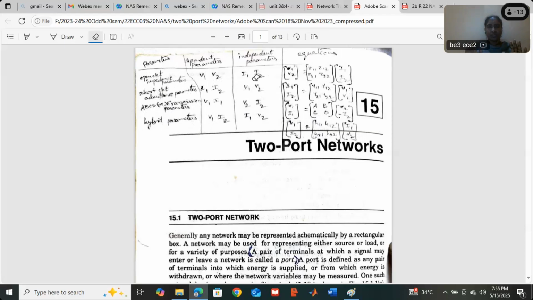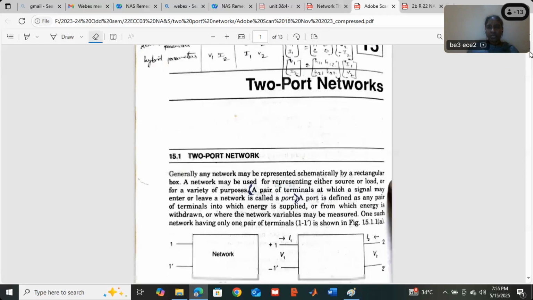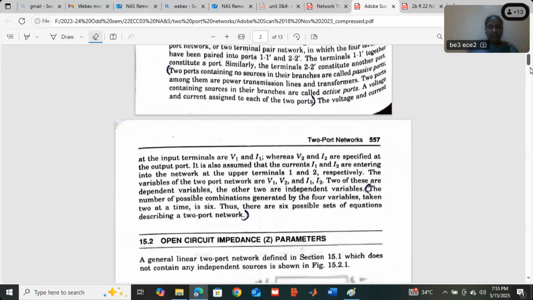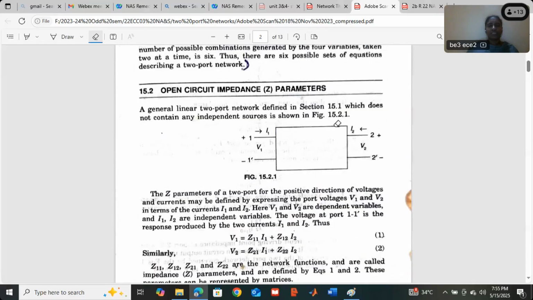Second half of the fourth unit, learn this tabular column by heart. Whenever you see a two-port network, write this complete table. Now I am going with the block diagrams. First one is the Z parameter, second one Y parameter, third one ABCD parameter, fourth one is H parameter. Now this is the block diagram for the first one, Z parameter.